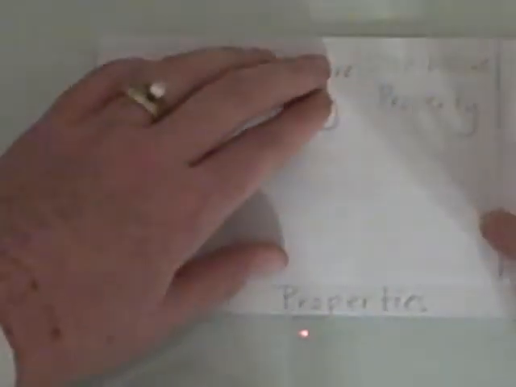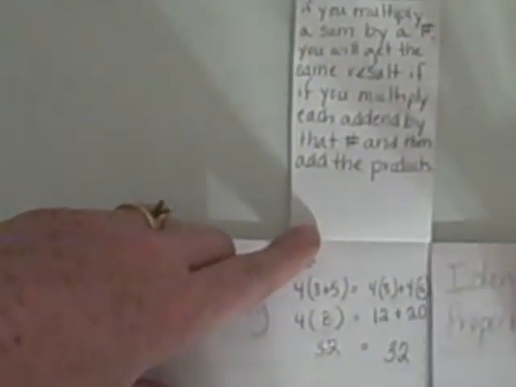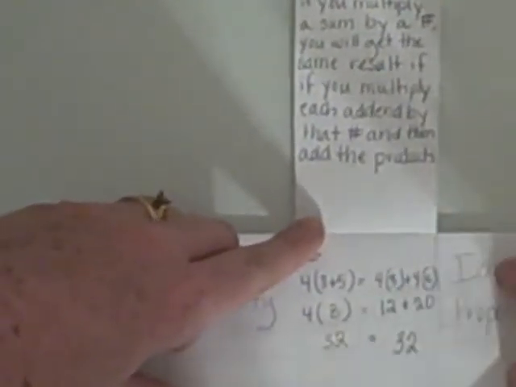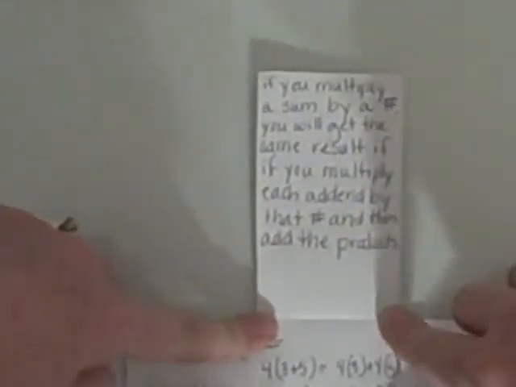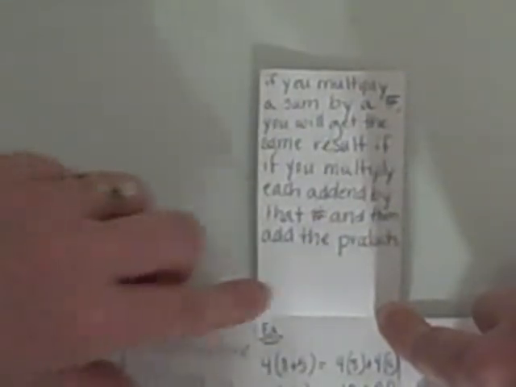Our third property is the distributive property. We're just going to briefly touch on the distributive property because you're actually going to do a little bit more with this a little later on. If you multiply a sum by a number, you will get the same result if you multiply each addend by that number and then add the products. That's a lot of words, but here's what it means.